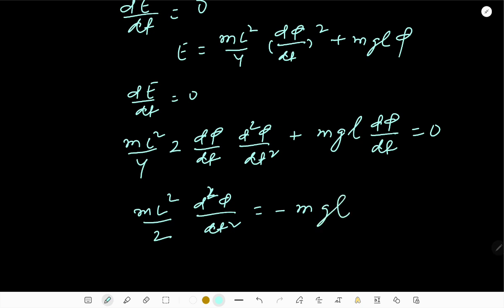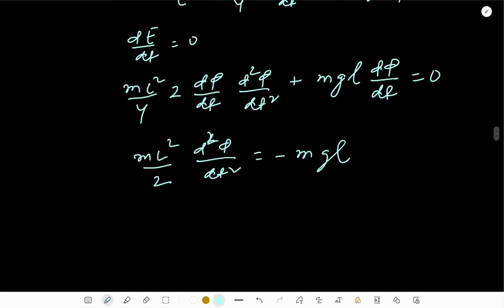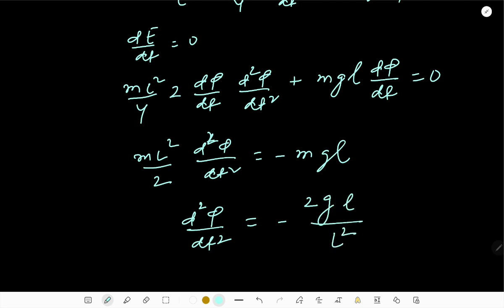So m gets cancelled out, and nothing more than that. We can simply get from here that d2 phi upon dt square is minus 2gl upon l square. And now it's time to find out the time taken.